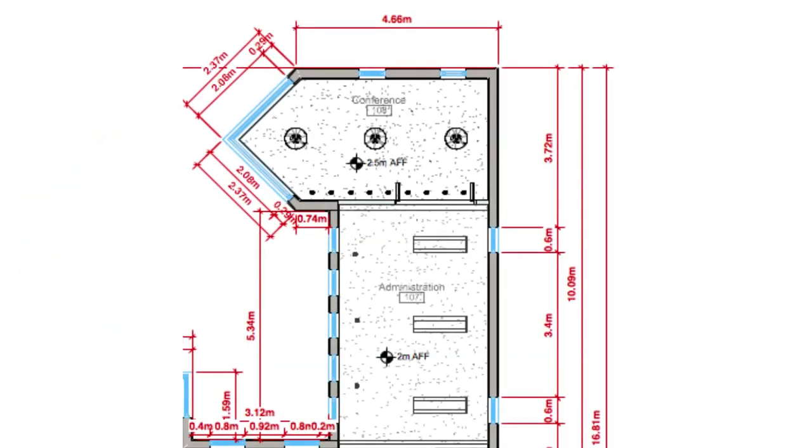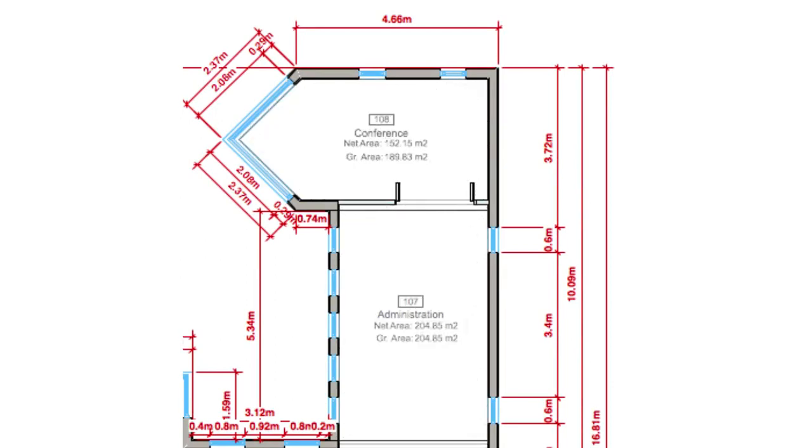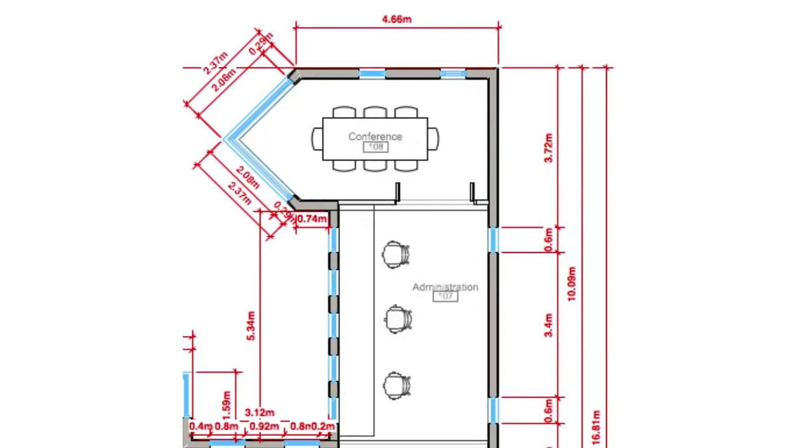And since these labels can be classed separately, this means that you can have viewports with the same classes displaying different labels per viewport.